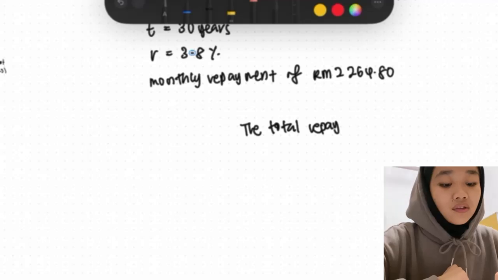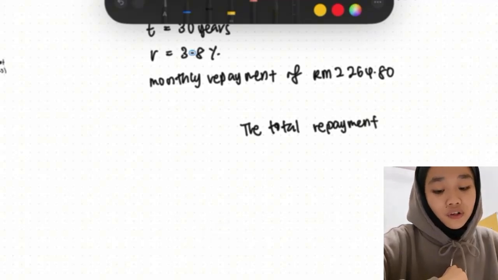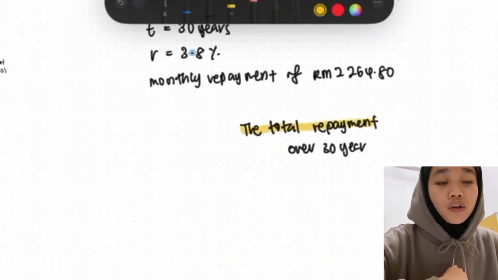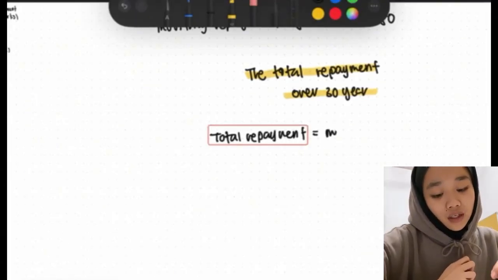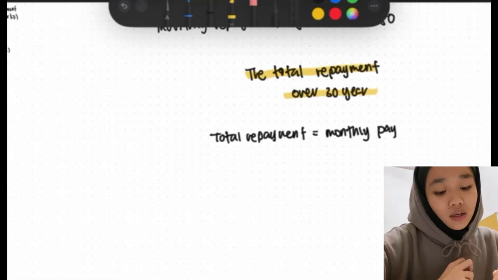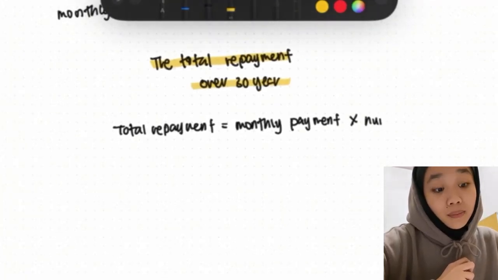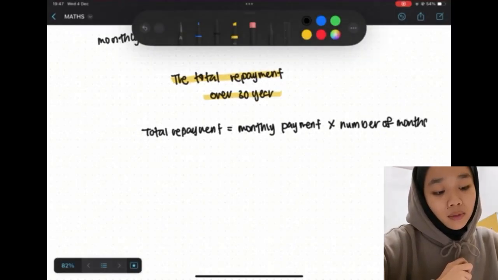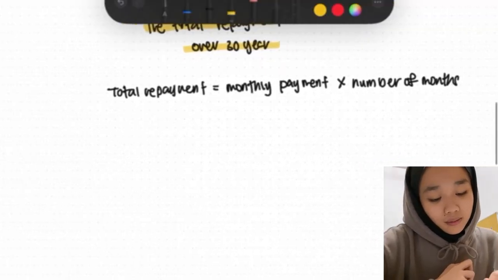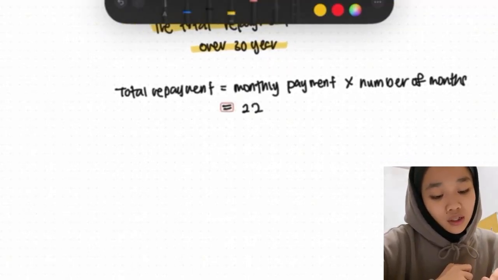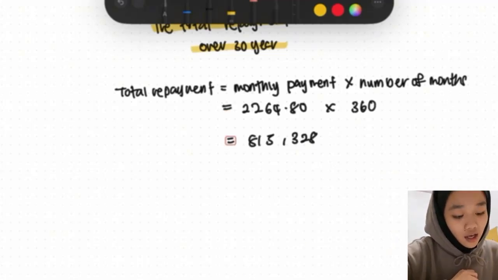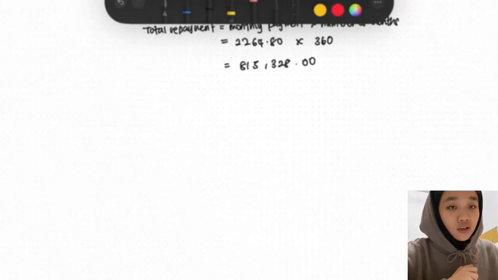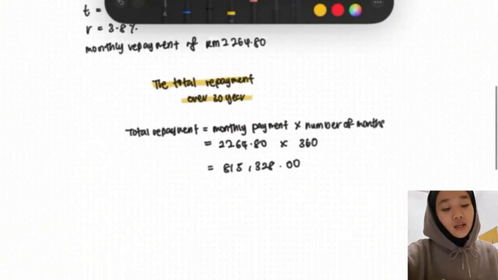So, to calculate the total amount of interest paid, we first have to determine the total repayment over the 30-year period. To calculate the total repayment, we have to multiply the monthly payment and the number of months. By this, 2,264 ringgit and 80 cents multiplied by 360, which will be 815,328 ringgit.